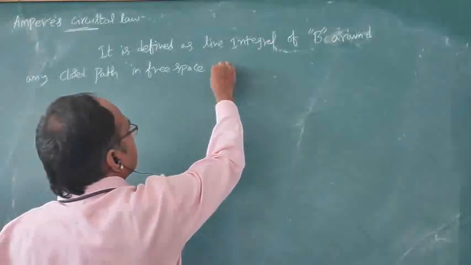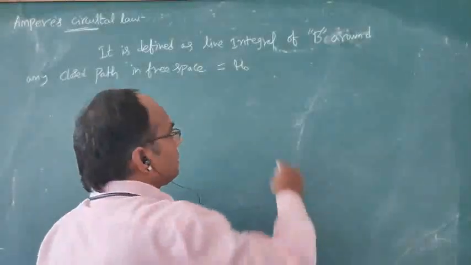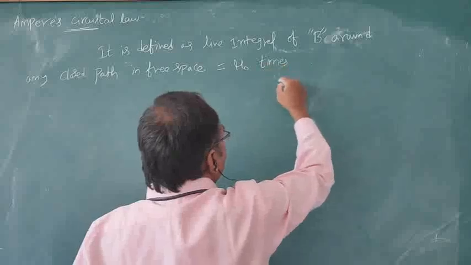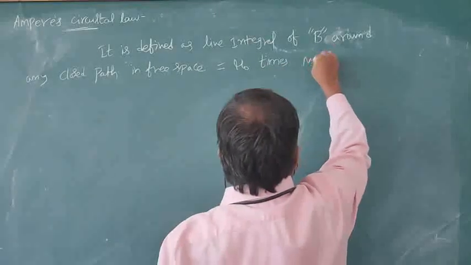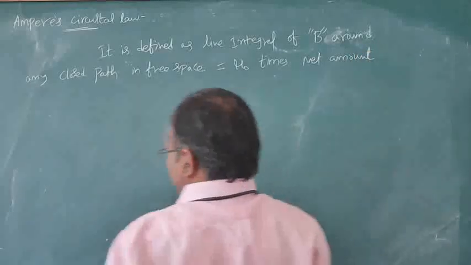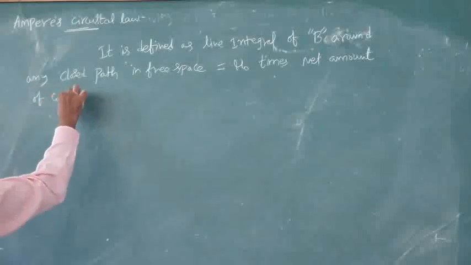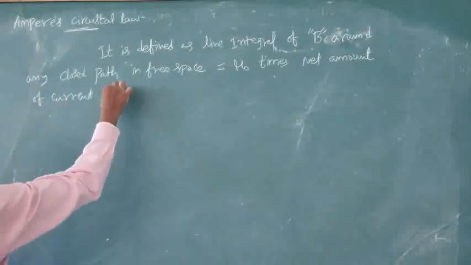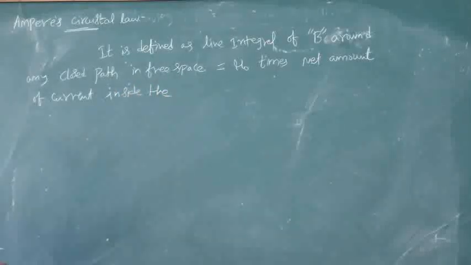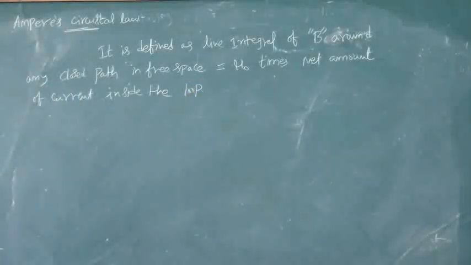is equal to mu naught times the net amount of current inside the loop, net amount of current inside the closed path or inside the loop. Then it is called Ampere's circular law.